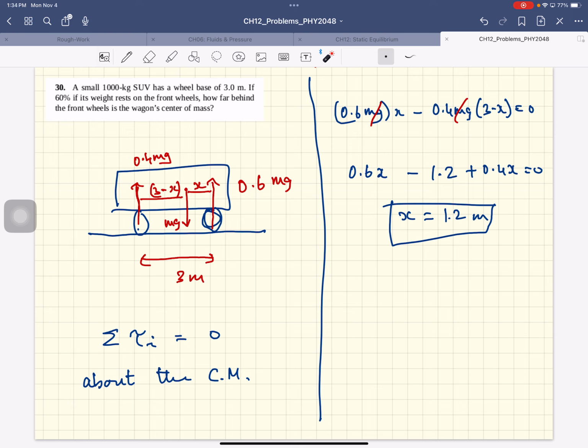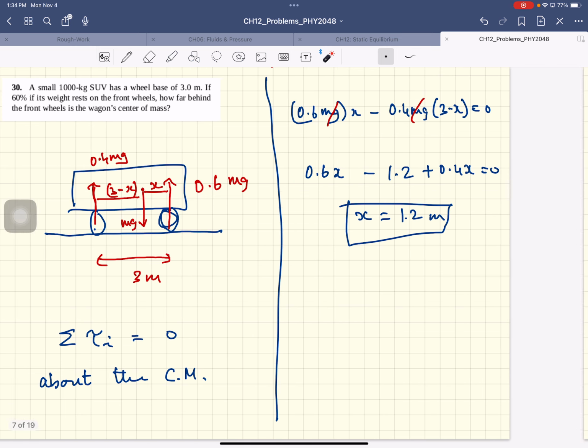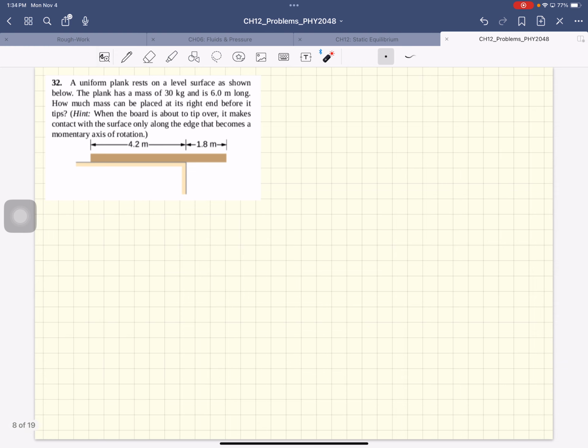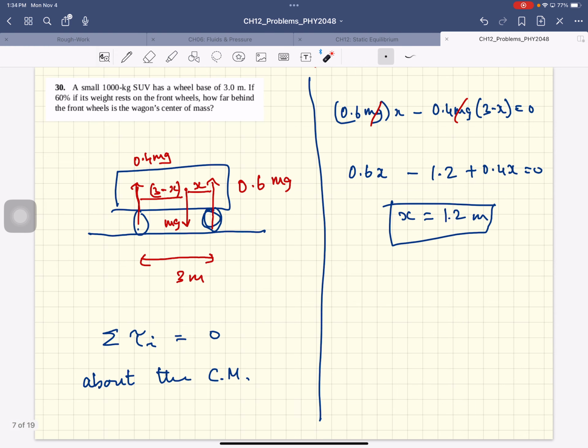Okay, and that's because the engine is there. Had the weight been equally distributed, then the center of mass would have been right in the middle. It would have been 1.5 meters behind the front wheel. So if it was a rear wheel drive, the center of mass would be closer to the rear wheel. Any questions on that?